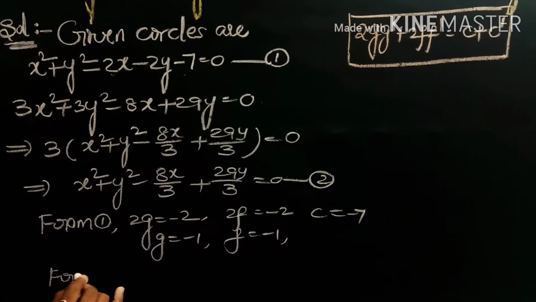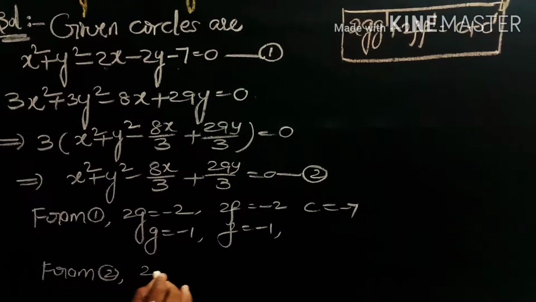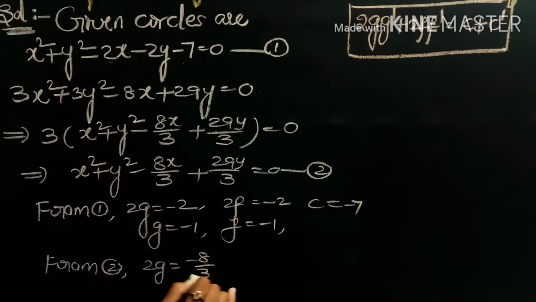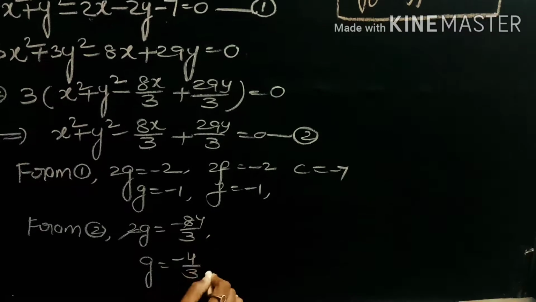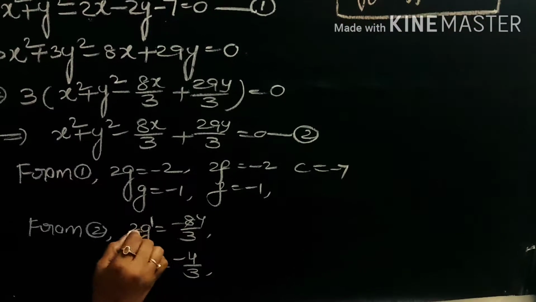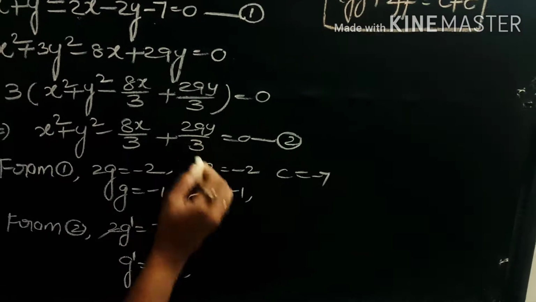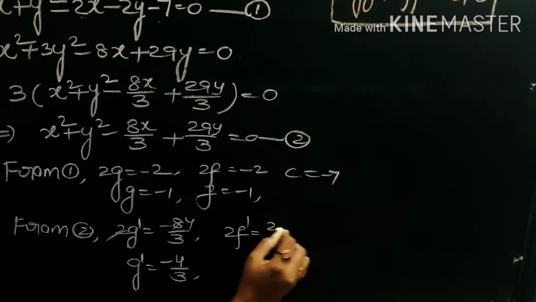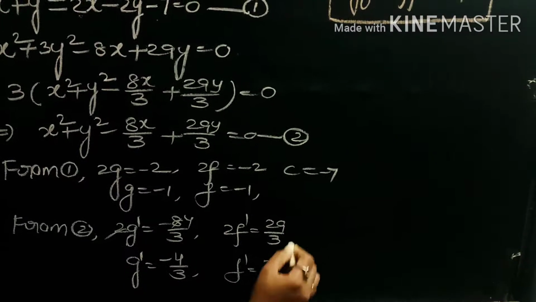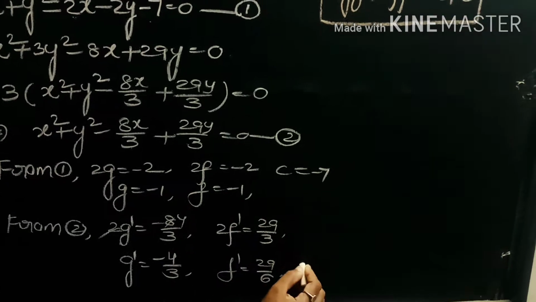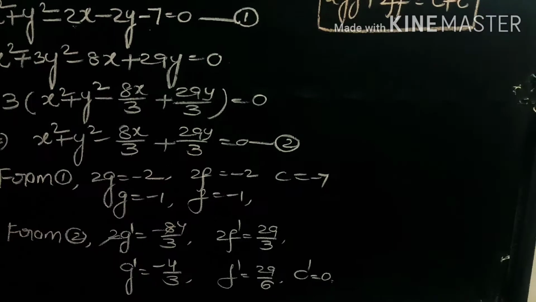Now from the second equation, 2g dash, that is x coefficient, minus 8 by 3, which implies the value of g dash is equals to minus 4 by 3. And y coefficient, 2f dash is equals to 29 by 3. Then f dash is equals to 29 by 6. And last value constant c dash is equal to 0. There is no constant in the second equation.